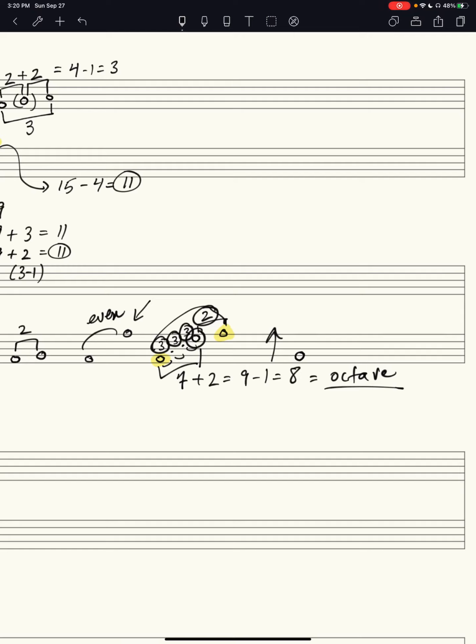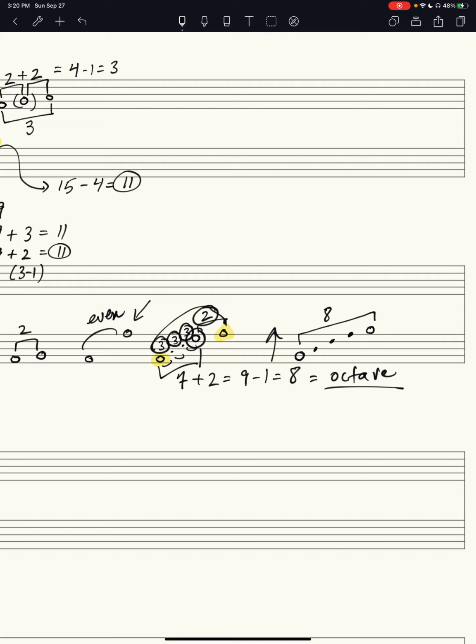So let's see, 3 skips. So skip number 1, line to a line. Skip number 2, skip number 3, and then a step. Well, a step above the fifth line is going to be, oh, that awkward name, the first space above the staff. There it is. I promise you that this is an octave.